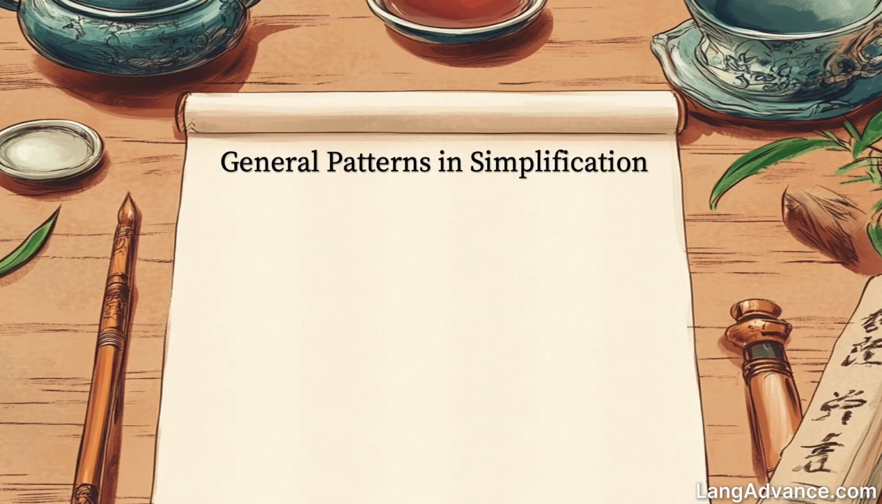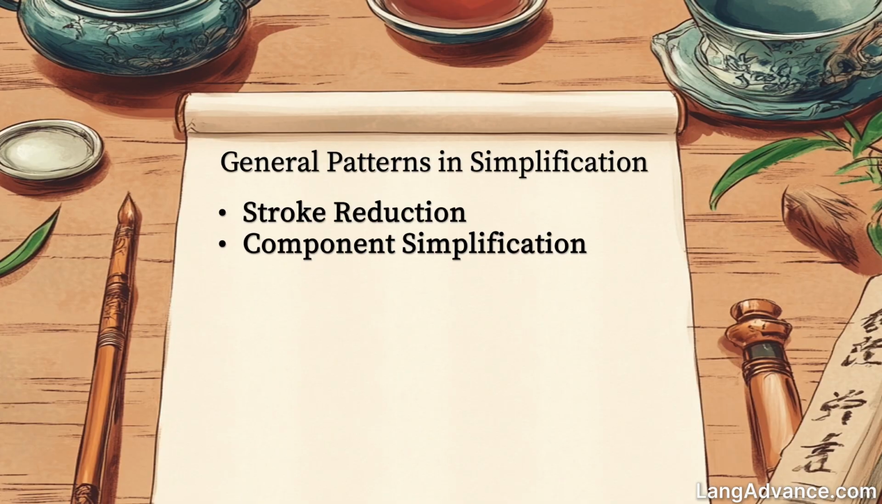Let's talk about the general patterns in simplification. Now, in general, you will find stroke reduction. Simplified characters often have fewer strokes. This makes them quicker to write and easier to learn. And we have component simplification. Complex radicals or components in traditional characters are replaced with simpler forms in simplified characters. And lastly, we have some omissions. Some elements in traditional characters are entirely omitted in the simplified version, especially when they are not deemed essential to the meaning.